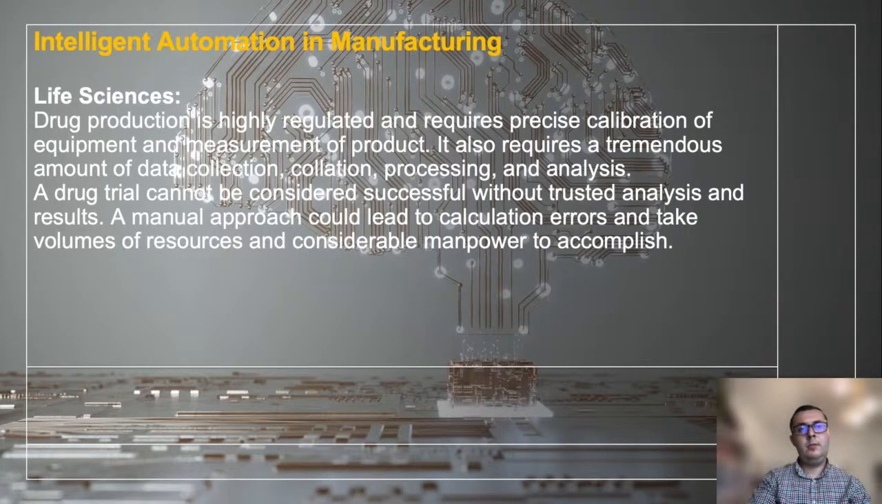We can also talk about the intelligent automation related to life sciences. For example, drug production is highly regulated and requires precise calibration of equipment and measurement of product. It also requires a tremendous amount of data collation, processing, and as well analysis. A drug trial cannot be considered successful without trusted analysis and results. A manual approach could also lead to calculation errors and take volumes of resources and considerable manpower to accomplish.